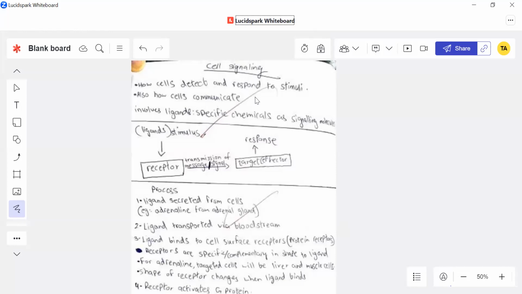Cell signaling is when the cell detects and responds to a stimulus. Cell signaling allows cells to communicate with each other. This involves ligands. What is a ligand? A ligand is a specific chemical which acts as a signaling molecule. These ligands are secreted by cells or organs, and they act as signaling molecules.